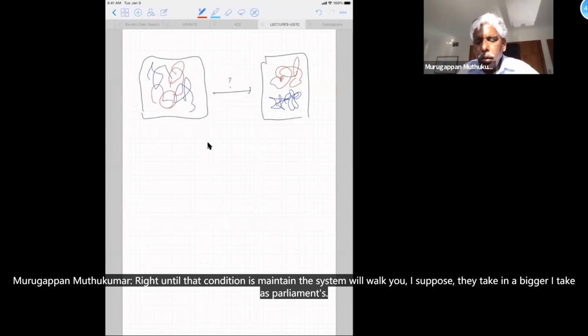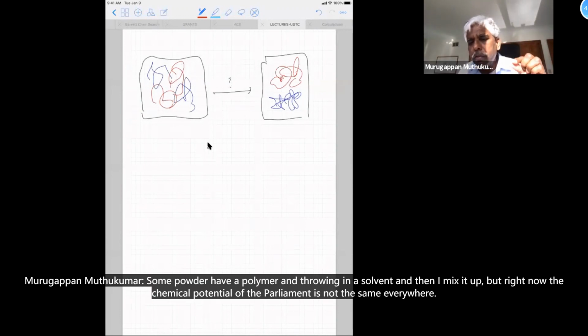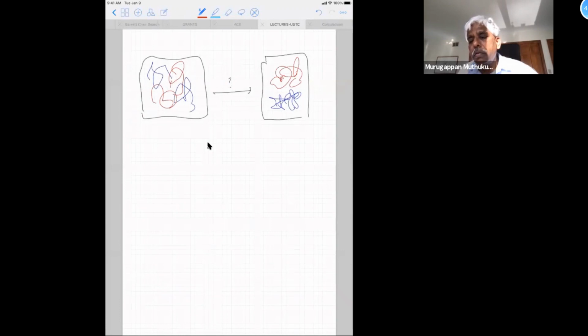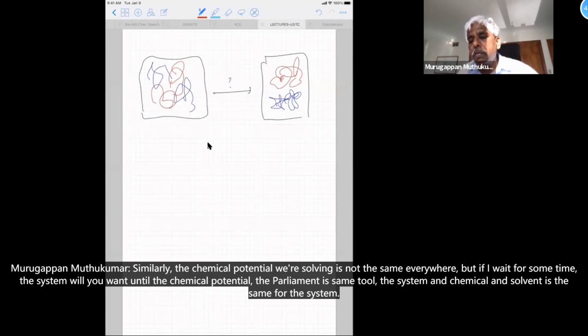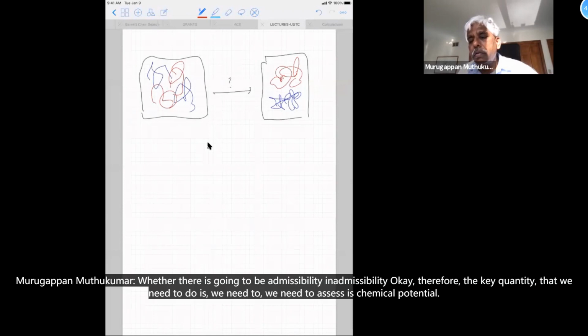Suppose I take a beaker, I take some powder of a polymer and throw it in a solvent, and then I mix it up. Right now, the chemical potential of the polymer is not the same everywhere. Similarly, the chemical potential of the solvent is not the same everywhere. But if I wait for some time, the system will evolve until the chemical potential of the polymer is the same throughout the system, and that of the solvent is the same throughout the system, whether there is going to be miscibility or immiscibility. Okay. Therefore, the key quantity that we need is to assess the chemical potential.